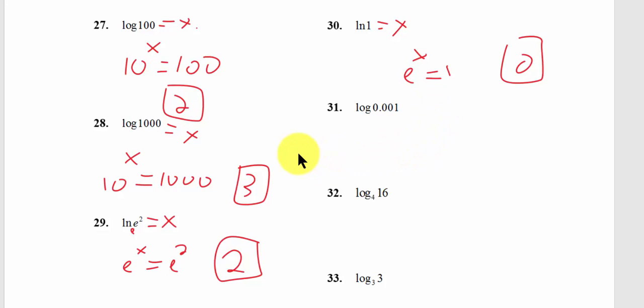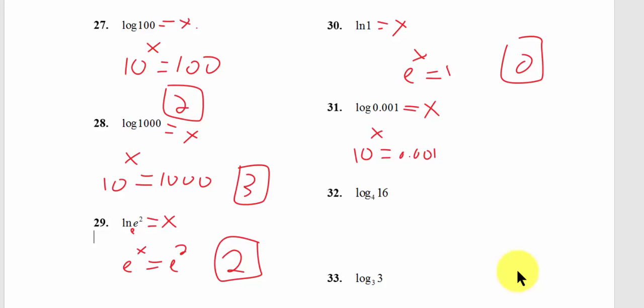Number 31, well, now we're back to log. So you might say, when do we use e and when do we use log? We use e if I see ln. We use the 10 if I see log. So this would be 10 to the x equals 0.001. We don't know what this equals, so we'll call it x.